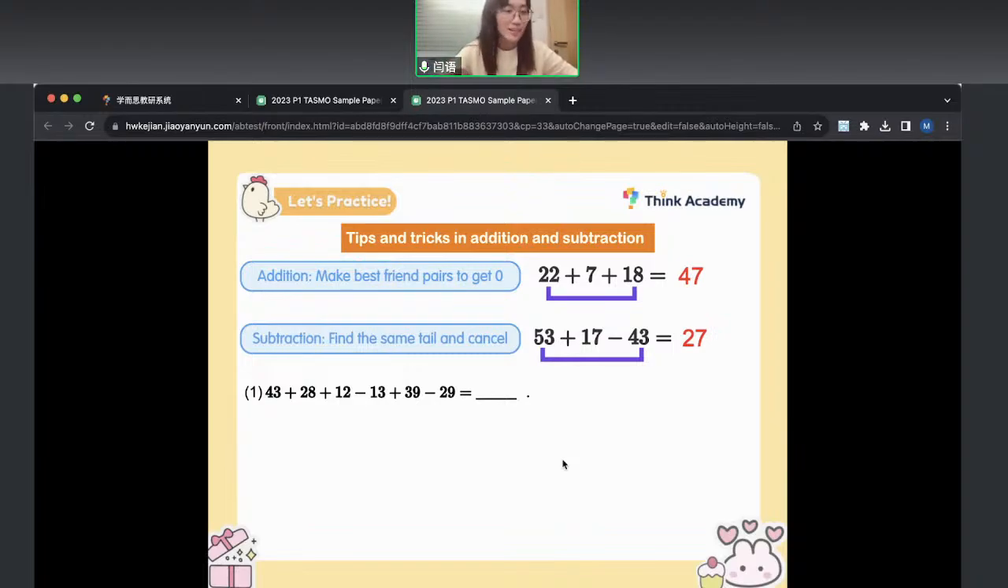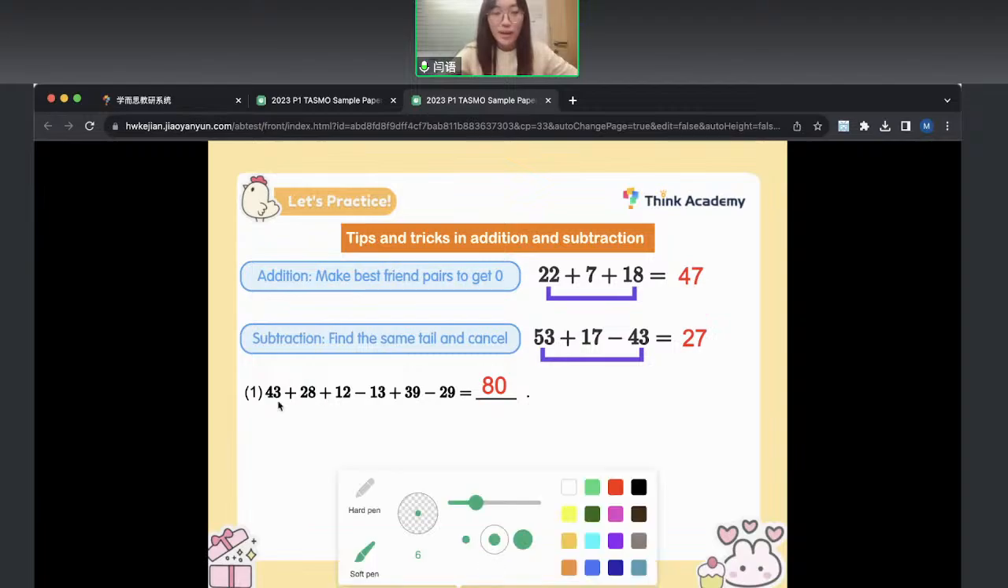Okay. 18. I see some students got 18. Are you sure? 18 or 80? Okay, so here let's have a look. The answer should be 80, right? So here let's have a look at any easier way.